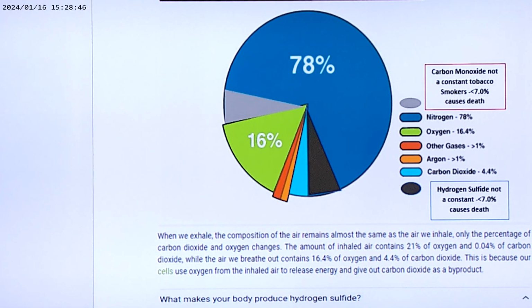It says here, what makes your body produce hydrogen sulfide? Here again, your body makes small amounts of hydrogen sulfide. So when you put a mask on, you can't exhale that. You're constantly inhaling small amounts. And that will affect the lungs and the entire body. Hydrogen sulfide is produced by natural bacteria in your mouth. It's also produced when some types of proteins are broken down by bacteria in the intestines.